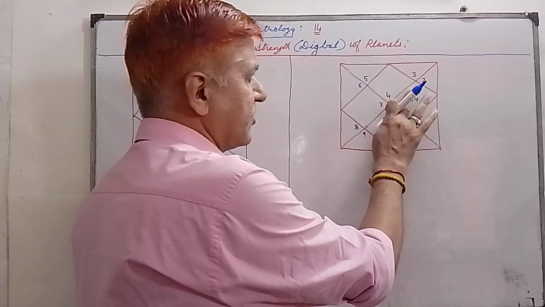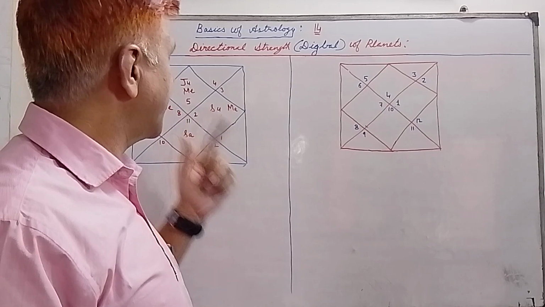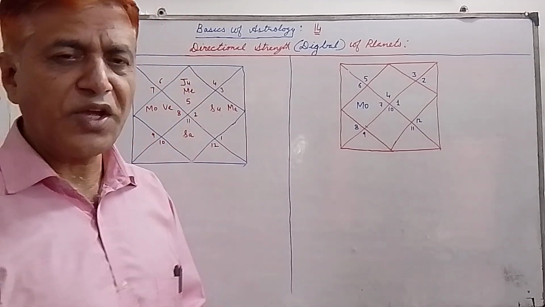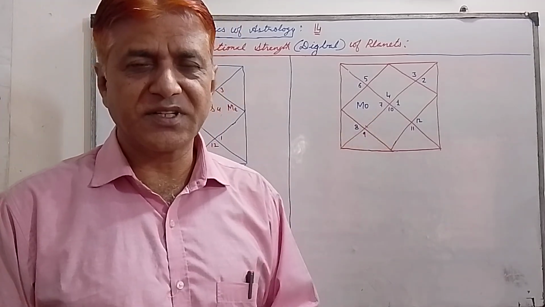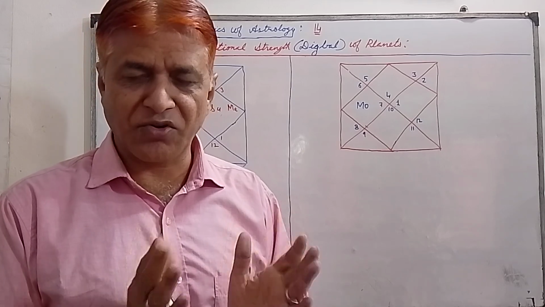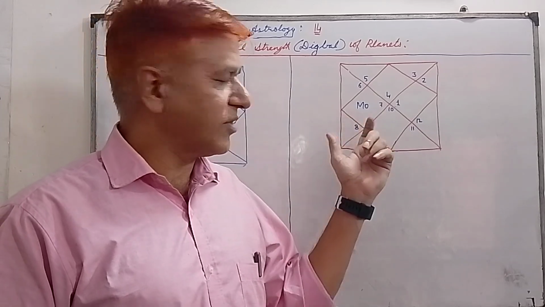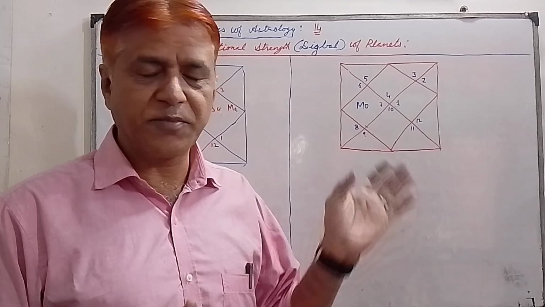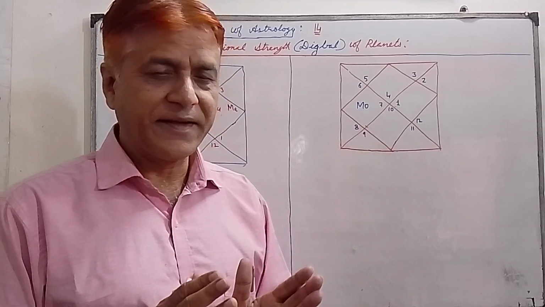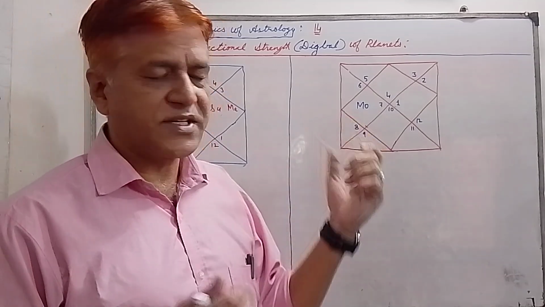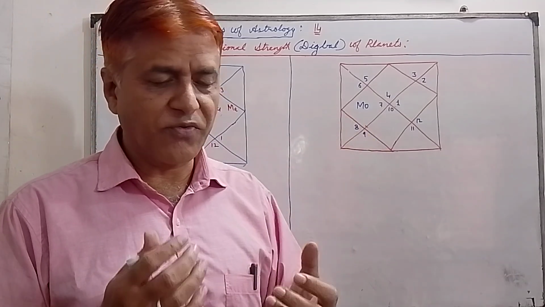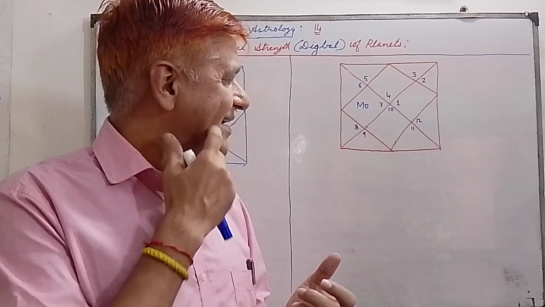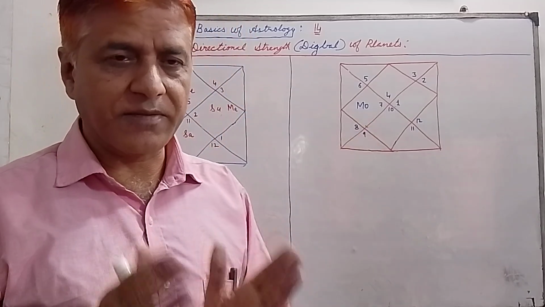Now Moon. Moon gets directional strength in fourth house. So if Moon is in fourth house, Moon represents mind, so the person's mind will be very strong. Moon also represents emotion. So emotionally, the person will be very stable, and mind-wise he will have a strengthened mind. His mind will be very strong, and emotionally he will be very stable.